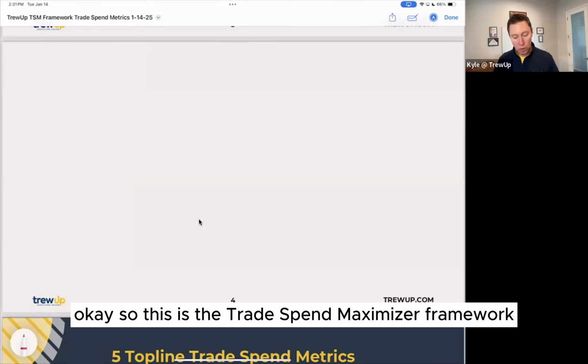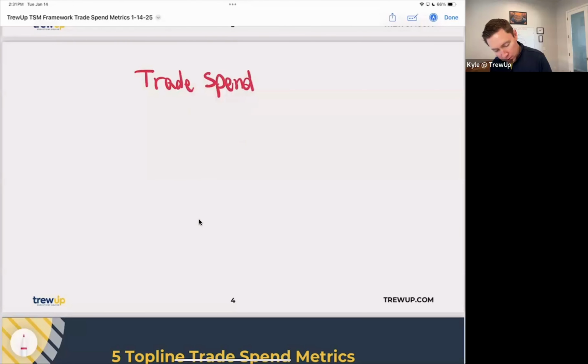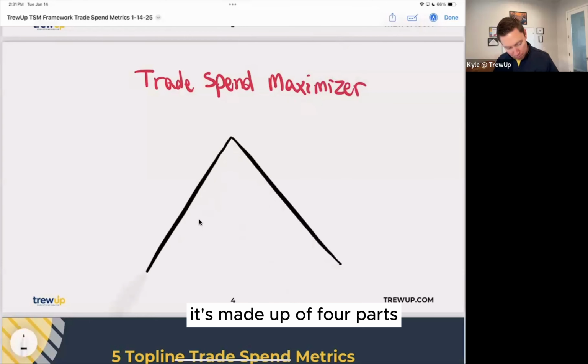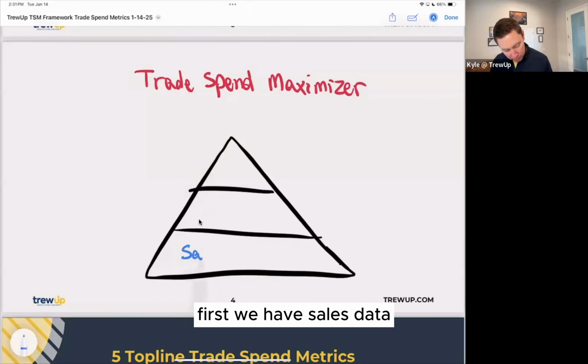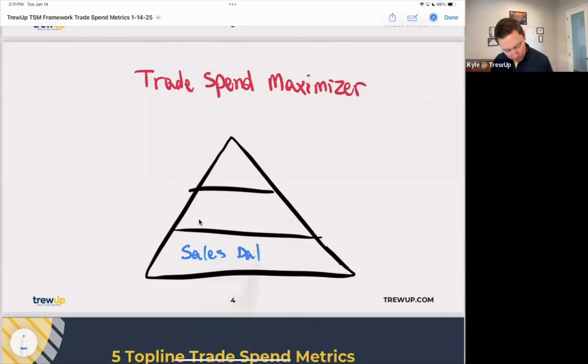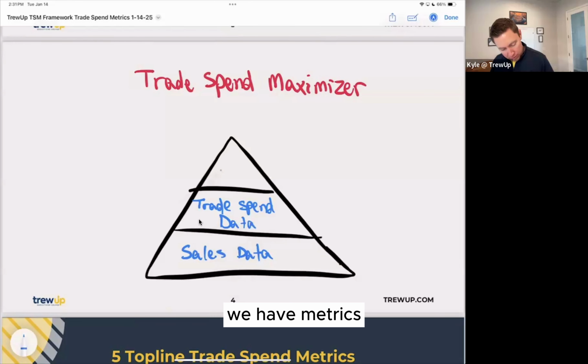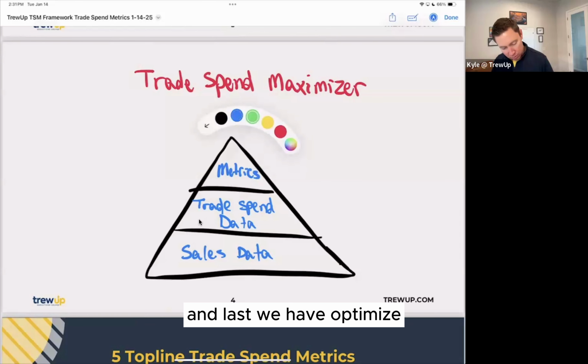Okay, so this is the trade spend maximizer framework. It's made up of 4 parts. First, we have sales data. Then we have trade spend data. We have metrics. And last, we have optimize.